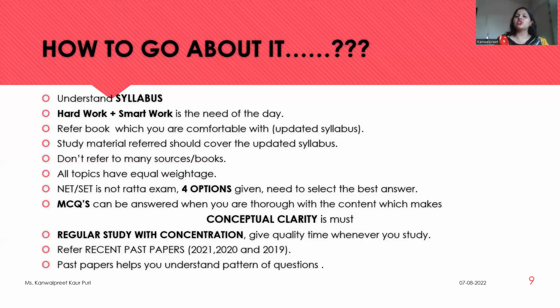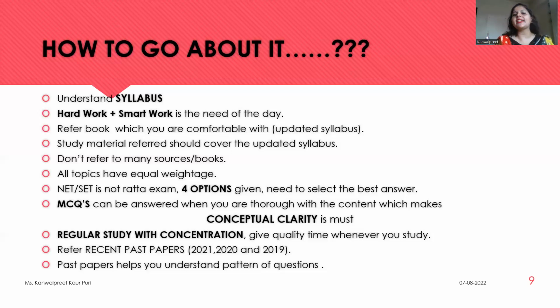And multiple choice questions can be answered only if you have a good hold over the content. Your conceptual clarity is a must. Okay. Otherwise, for you, all the questions and answers remain the same. Regular study with concentration. Whenever you study, give quality.